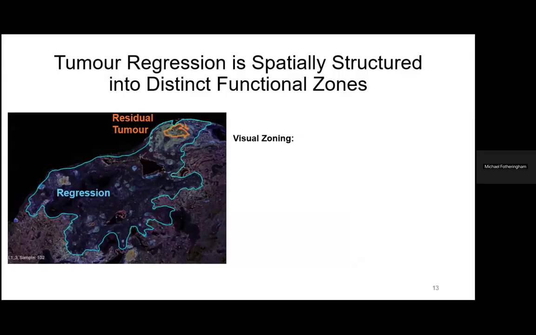So what did we find when we take a look at these specimens? Again, this is a multiplex immunofluorescence image of a tumor. The regression bed has been annotated in blue, and the residual tumor is annotated in orange. If you were to chunk this into zones, what would you describe? Nobody? Yeah, you pointed at it. I know you know it.